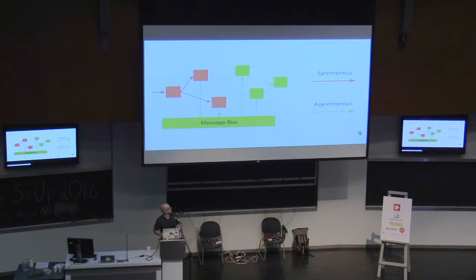So rather than having everything be done synchronously, a service can send messages to an asynchronous message bus, fire and forget a message into the bus, and any number of other services can consume this information at their own pace, outside of the scope of the user request.